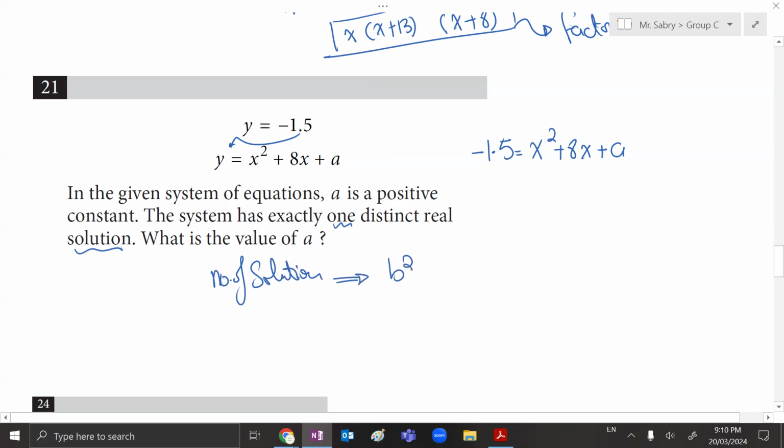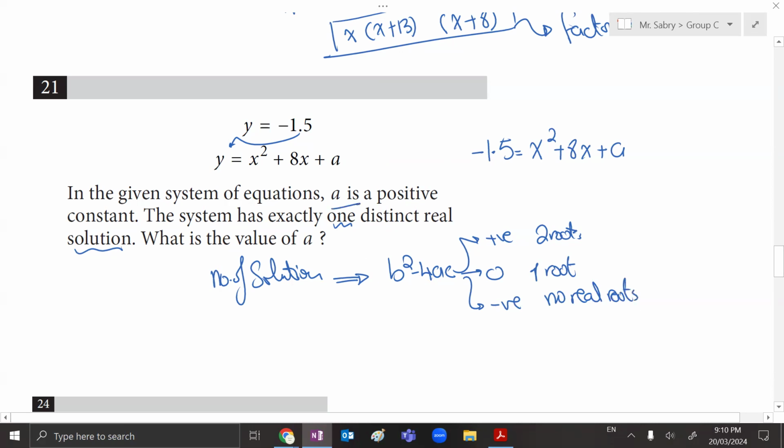Discriminant is b power 2 minus 4ac. If it came out as a positive number, this means we have two roots, two solutions. If it came out as a 0, it means we have only one root, one solution. But if it came out as a negative, it means there are no real roots. There are only imaginary roots.